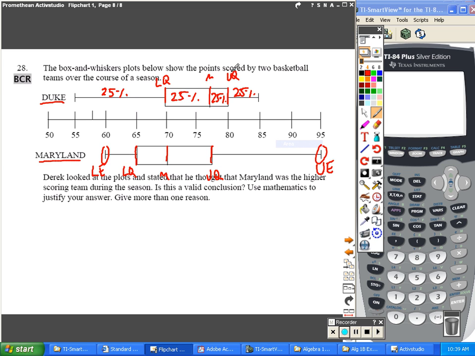Our second argument can be, well, let's look. We have 50% of the data, it looks like, right here. 50% of the data for Duke is higher than, wow, 75% of the data for Maryland. That's a pretty conclusive argument, I think. So let's go ahead and write this up now.